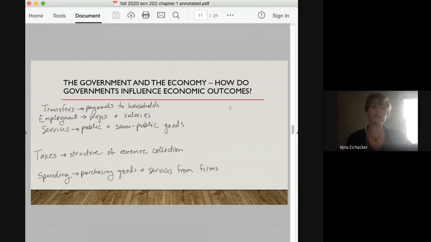And then finally, we think about the government as just a spending institution. The government buys goods and services from firms. The government doesn't necessarily hire employees for every job it needs done. The government might hire a catering service to provide meals in federal buildings. The government may hire an exterminator if there's a bug problem in a state house or something. So the government itself buys goods and services from firms. These are all different ways in which the government directly and indirectly influences economic outcomes.